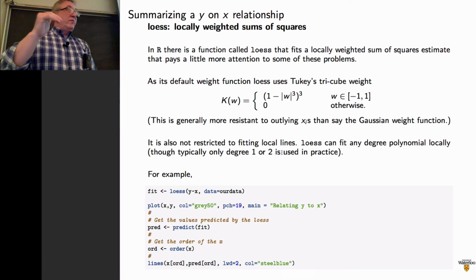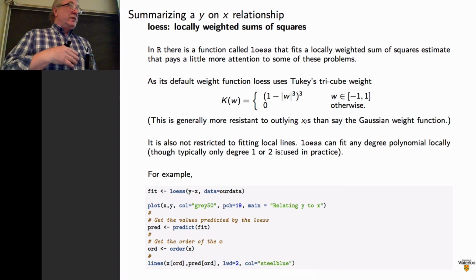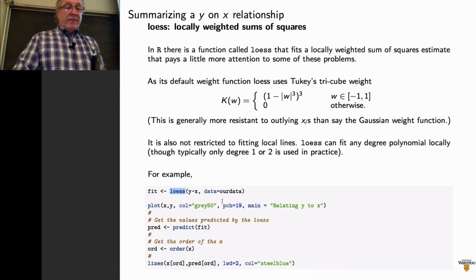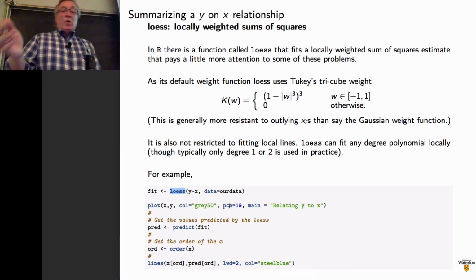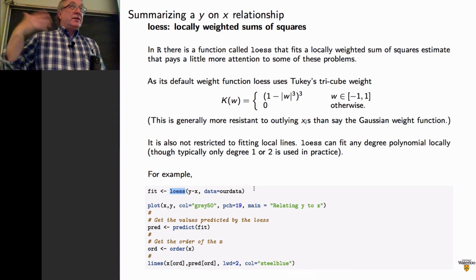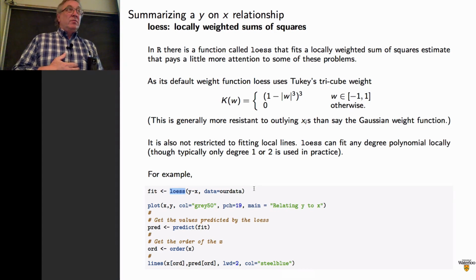You can fit a local line, local quadratic, local cubic, etc., any local polynomial. Of course, typically you're only going to use a degree 1 or 2 polynomial, just keeping it simple. So the function is, instead of lm, you've got lowess. It's got the formula just as before, y tilde x and data, no weights. The default weights are going to be the tri-cube weights.